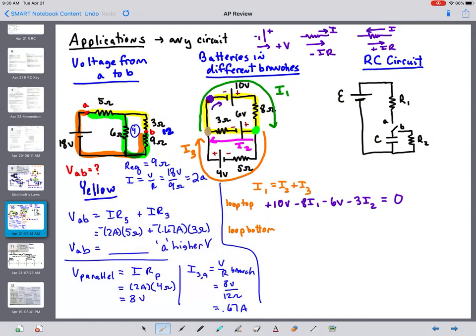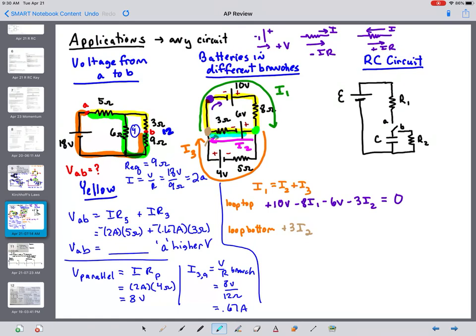So I'll arbitrarily start there where I just put the brown dot, and I'm going to go around in a clockwise direction. Starting off here, I run into the 3 ohm resistor. Well, I happen to be going opposite the direction of I2, so that is going to be an increase of 3I2.